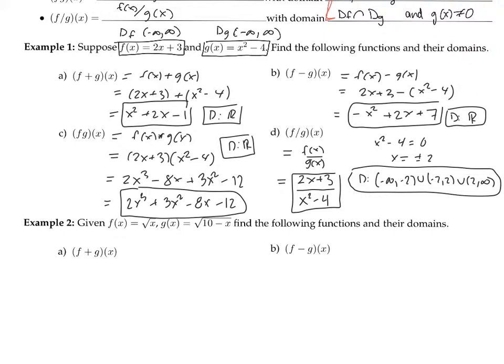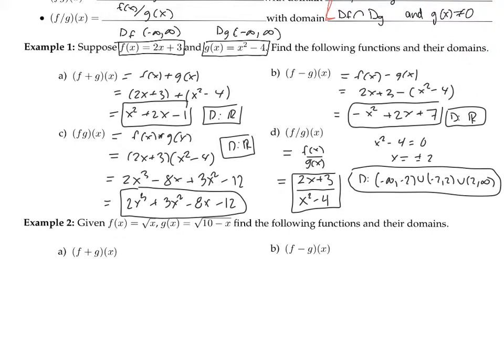Would the domain be the same if I had done the reciprocal? If I'd done g over f? So if I had done g over f, what would the domain have excluded? Negative 2/3. Does that make sense? Negative 2/3 would be the number that makes this 2x plus 3 zero. Actually, no, it's 3 halves, because you have to subtract the 3 and then divide by 2. Yep. Okay.